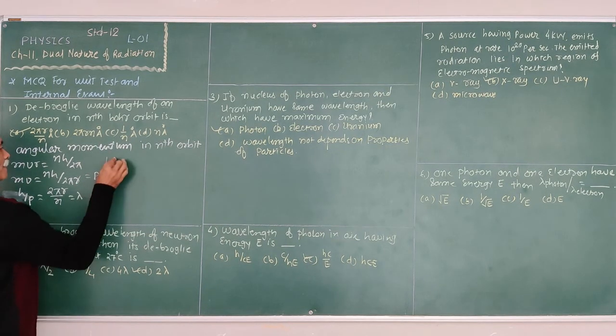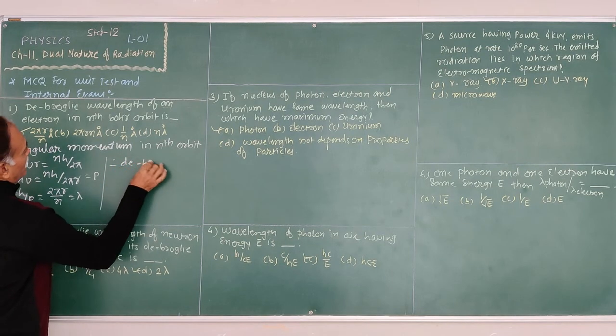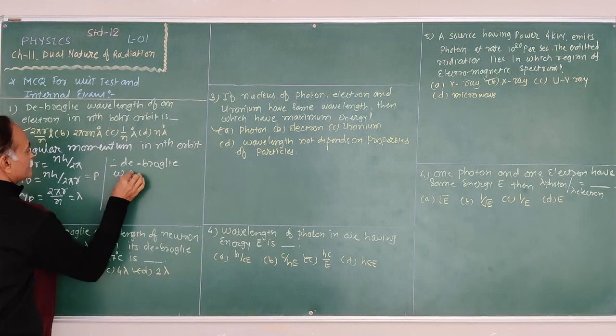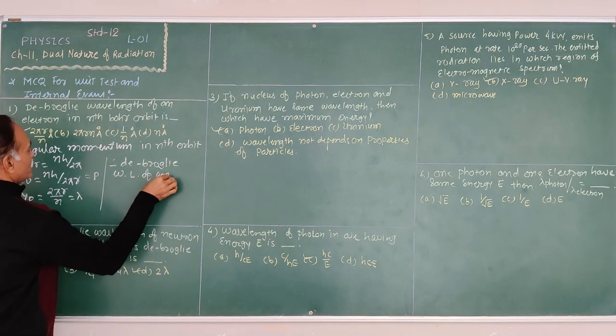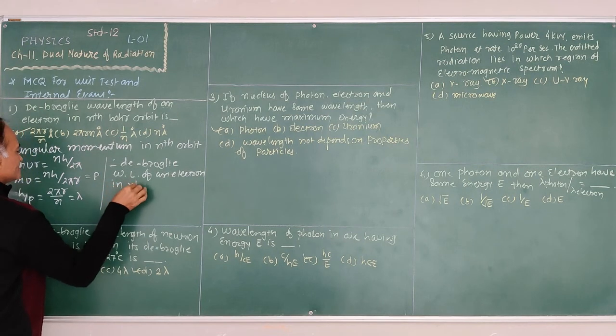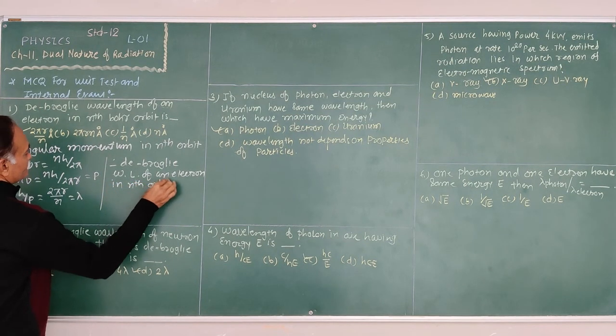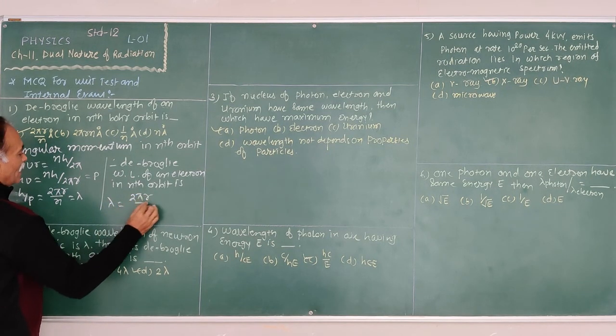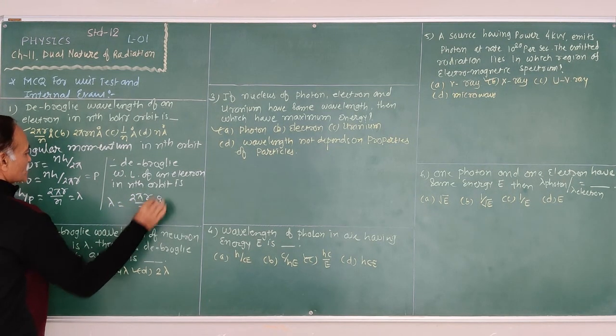Therefore, the de Broglie wavelength of an electron in nth orbit is lambda equal to 2 pi r upon n, that much angstrom.